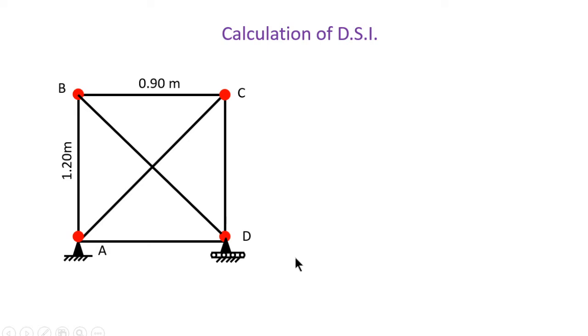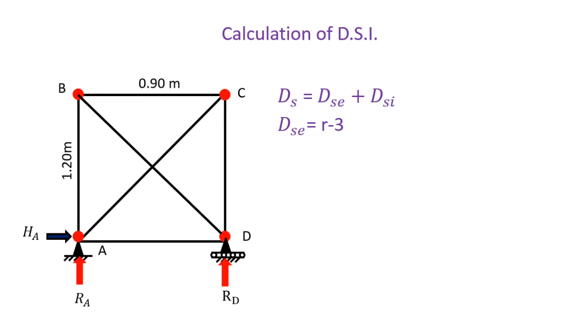Now the first step is the calculation of the DSI, degree of static indeterminacy. So total static indeterminacy is equal to internal static indeterminacy plus the external static indeterminacy. DSE, the external static indeterminacy, is equal to R minus 3. R is the number of reactions. So RA, RD, HA, these are the reactions. So R is equal to 3. So DSE is equal to 3 minus 3. So DSE is 0.